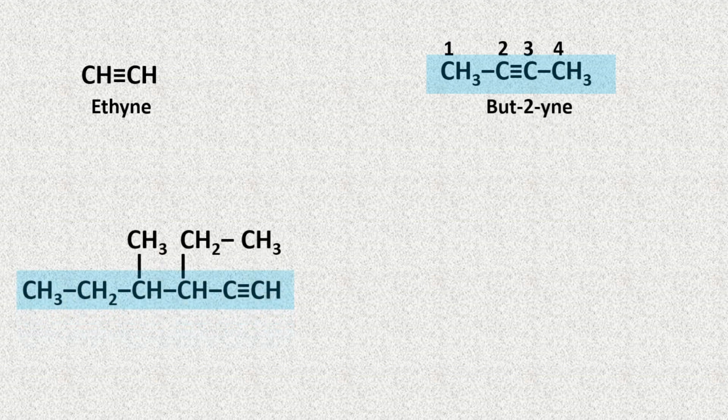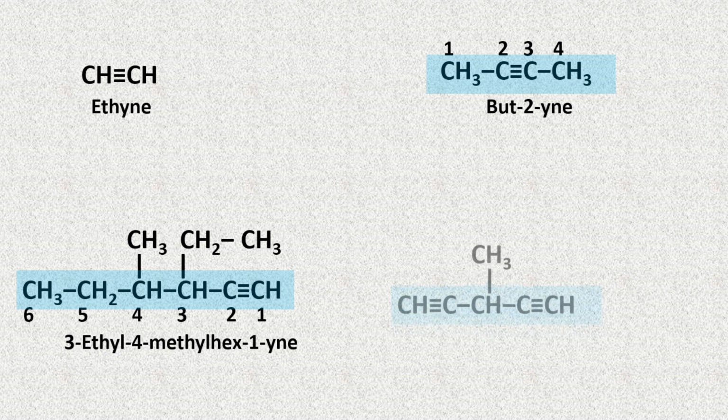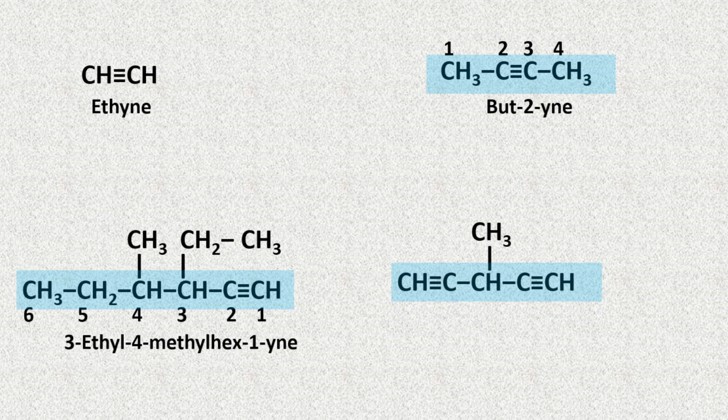In this organic compound, there are ethyl and methyl substituents at position numbers 3 and 4 respectively. So its IUPAC nomenclature is 3-ethyl-4-methylhex-1-yne. In this compound there are 2 triple bonds, so the a of pent will be retained. So its IUPAC nomenclature is 3-methyl-penta-1,4-diyne.